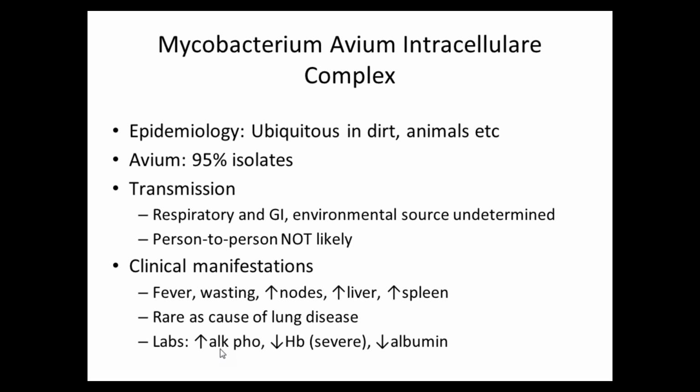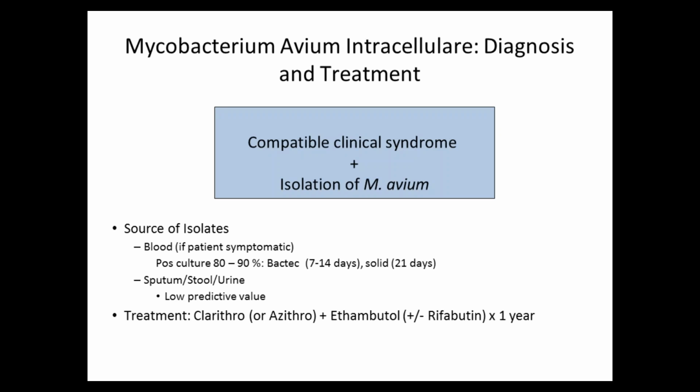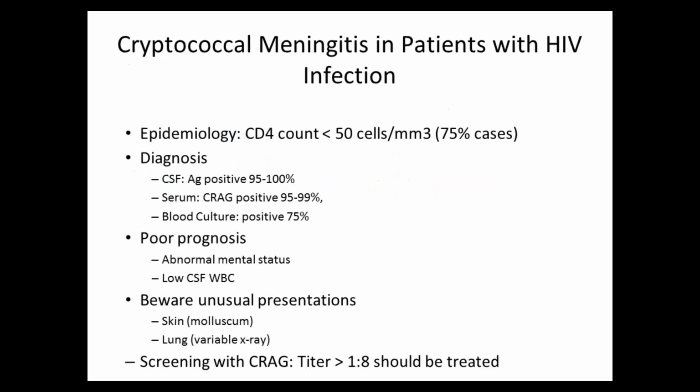A couple things that we see classically on the lab tests of MAC is they have an alkaline phosphatase that's elevated out of proportion to the rest of their liver function tests. So instead of having an AST-ALT that may be 40 or 50, their alkaline phosphatase may be 250 or 300. They can be severely anemic. In fact, they can be pancytopenic. So a hemoglobin of 7 or 8, a white count of 2 or 3, a low platelet count of less than 50,000, not uncommon.